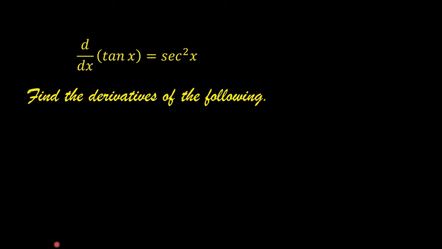The derivative of tangent is secant squared. It is written as the derivative of tangent x with respect to x is equal to secant squared x. Let us find the derivatives of the following.